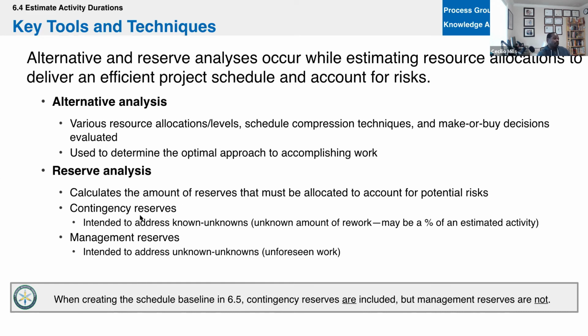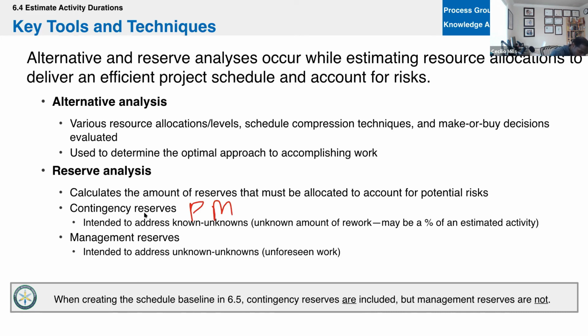And then there are 2 types of reserves. Contingency reserves. We own these, right? As PMs, we own these. We can foresee these. They're known unknowns. We don't know that it's going to happen. Or I should say, we know that it may happen. It's just unknown if it will and to what degree it's going to impact the project.